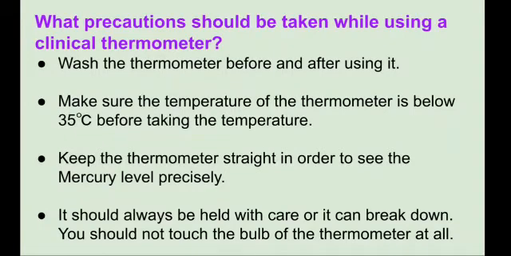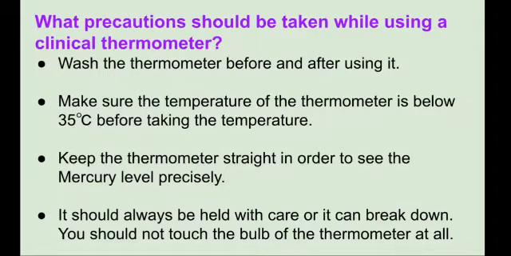Now keep the thermometer straight in order to see the mercury level precisely. Okay, it should always be held with care or it can break. You should not touch the bulb of the thermometer at all. Okay, what happens if you touch the bulb? It will take your body temperature also.